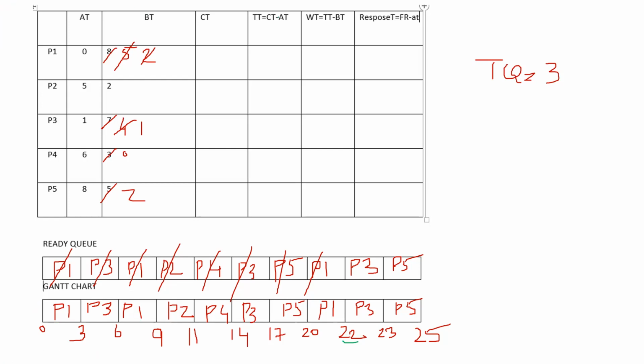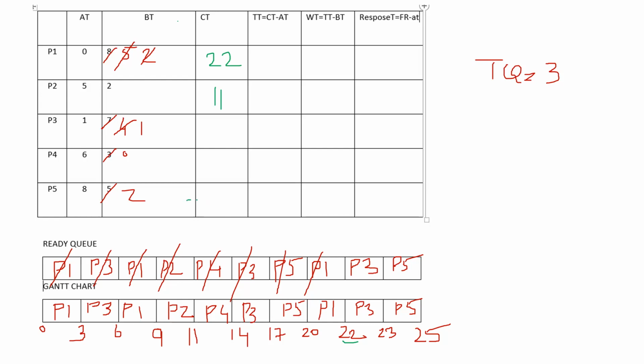Completion time is my first point. Here it is 22. Now tell me where P2 is completing. See in the Gantt chart where P2 is completed. Here, 11. P2 is completed at 11. Next, see where P3 is completed. P3 is completed here at 23, right?